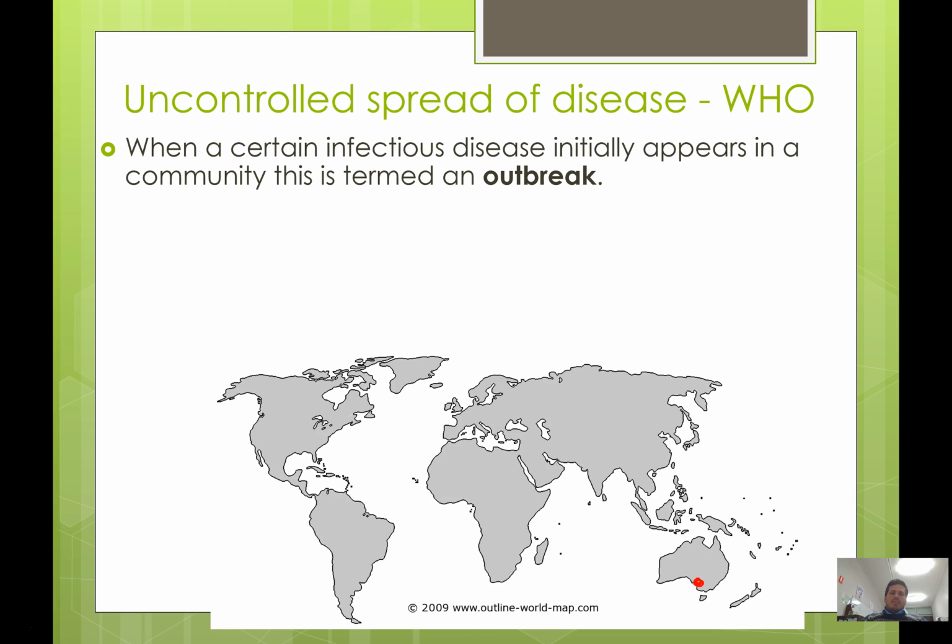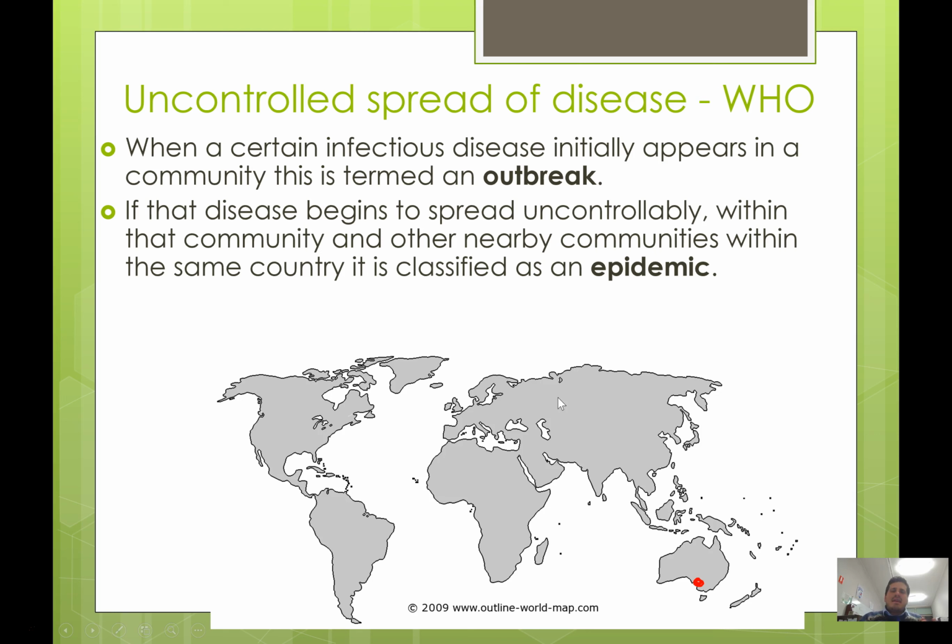But let's say that if that flu starts to spread really uncontrollably within that community and nearby communities, but all inside of Australia. So let's say the flu passes on to Melbourne and Adelaide and even maybe to Brisbane and, oh gosh, Perth. And now all over Australia, there's a big flu epidemic, okay?